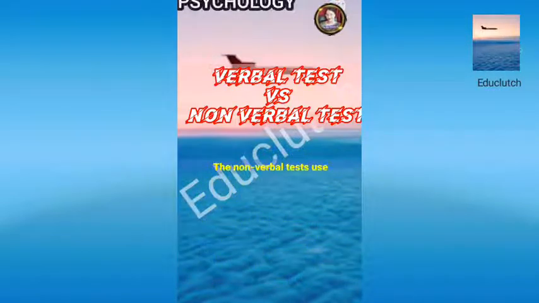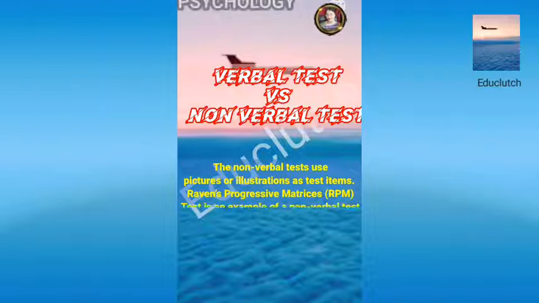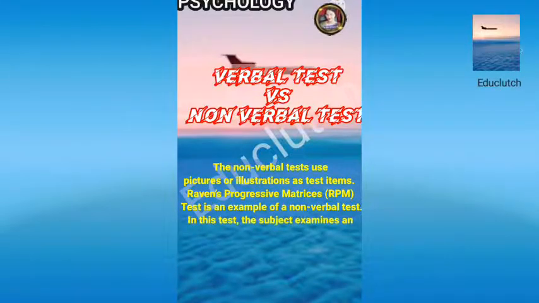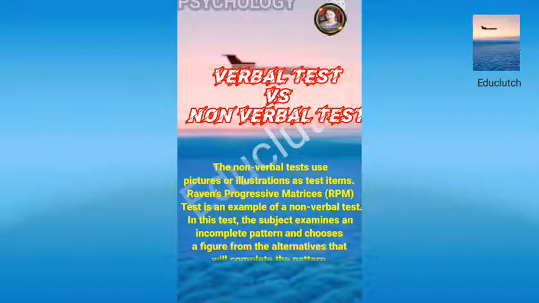The non-verbal tests use pictures or illustrations as test items. Raven's Progressive Matrices test is an example of a non-verbal test. In this test, the subject examines an incomplete pattern and chooses a figure from the alternatives that will complete the pattern.